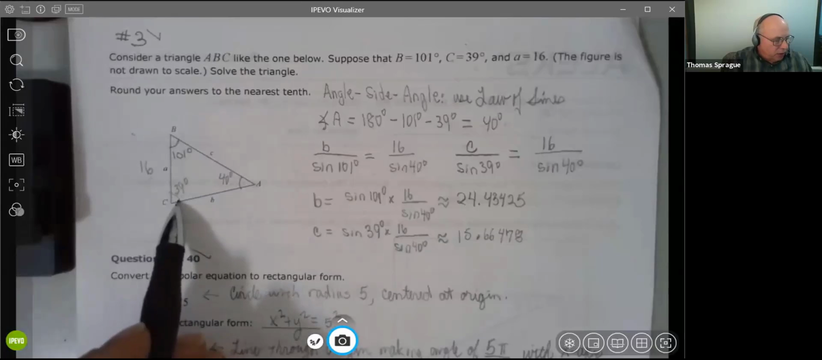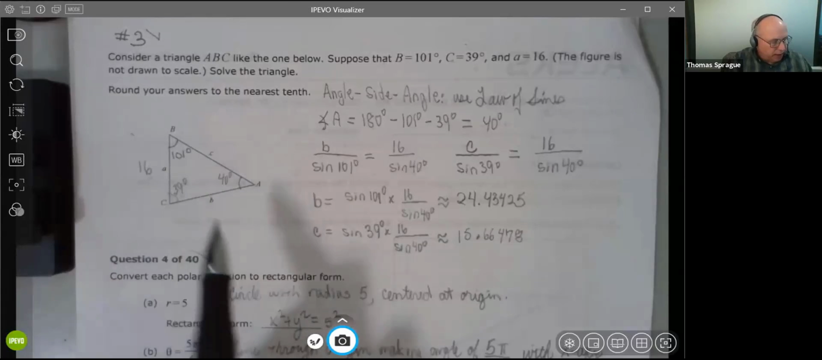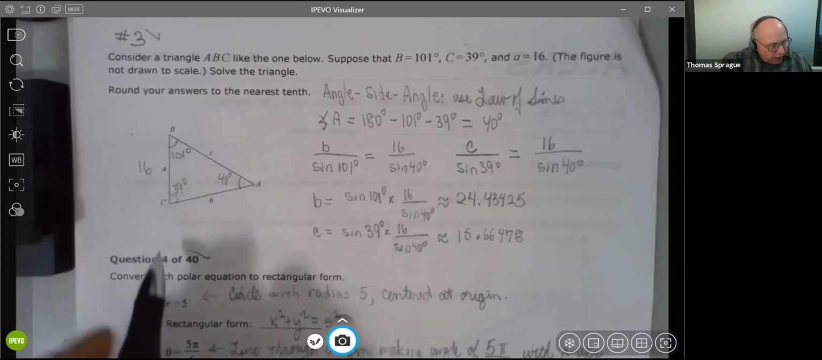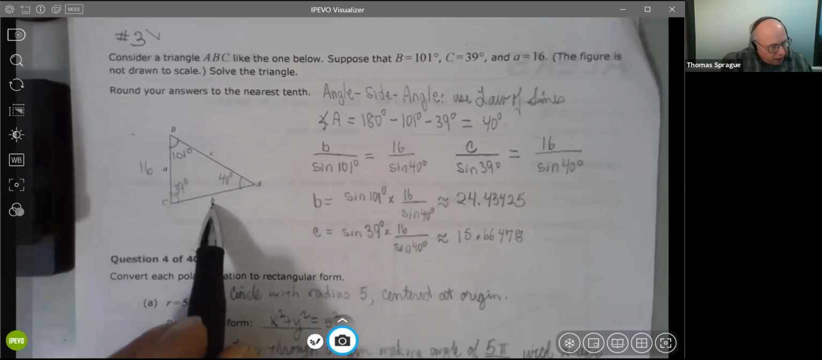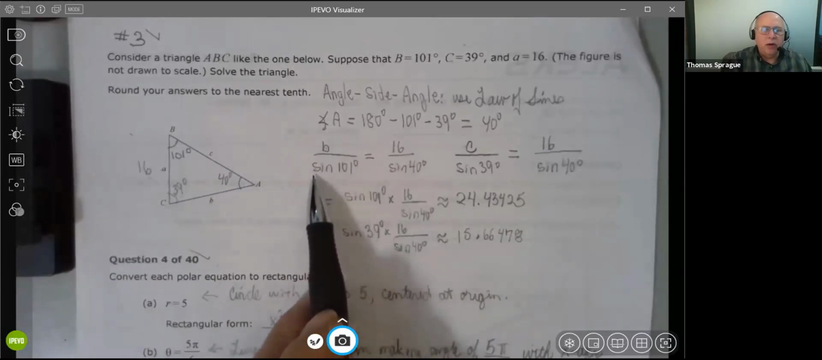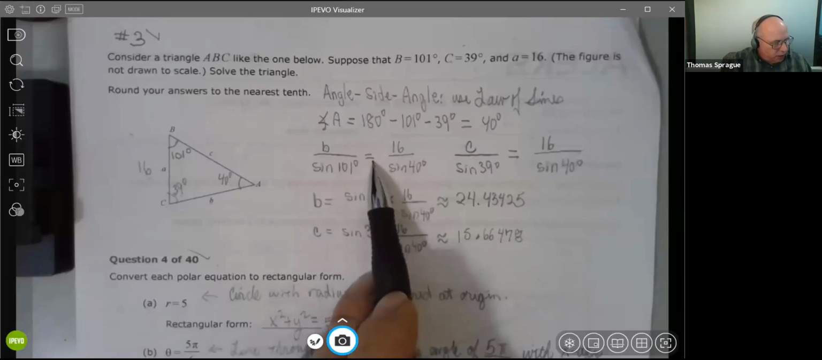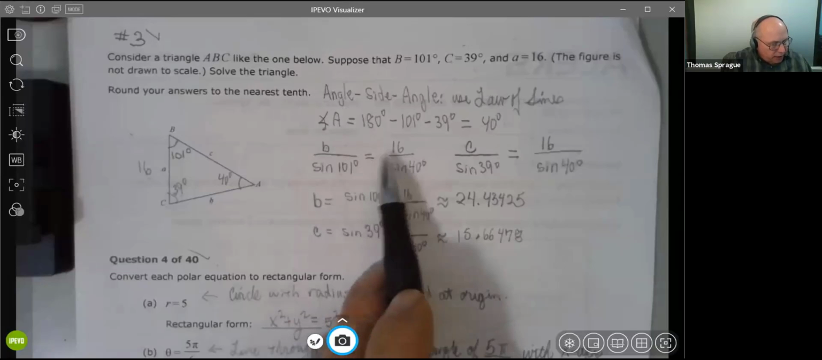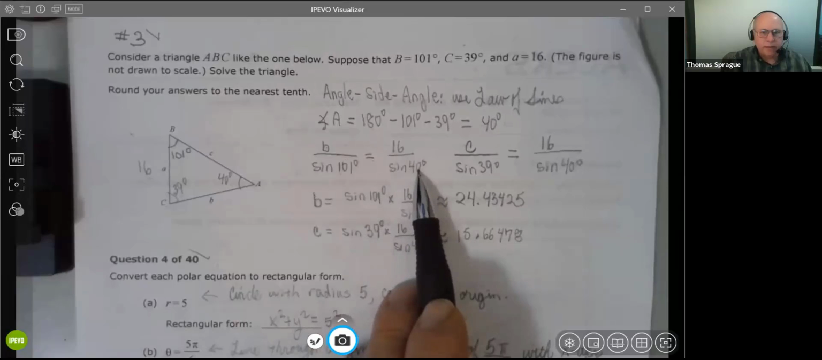The standard way of solving this is with the law of sines. So we'll think ahead a little bit. What do we want to solve for? We would like to solve for b. So I'll put that in the numerator, little b over sine of cap B, where cap B is 101 degrees, is equal to a, 16, over the sine of A, which is sine of 40.